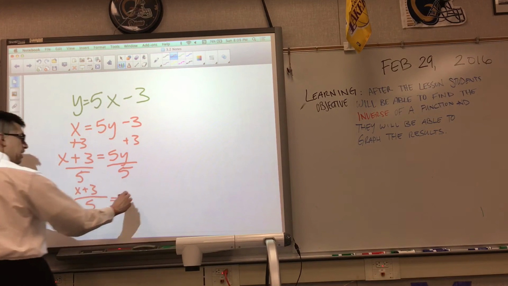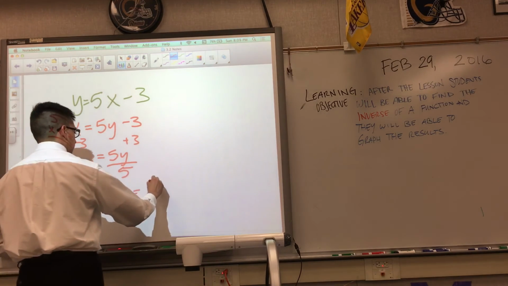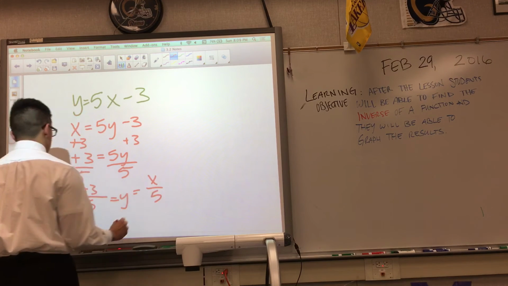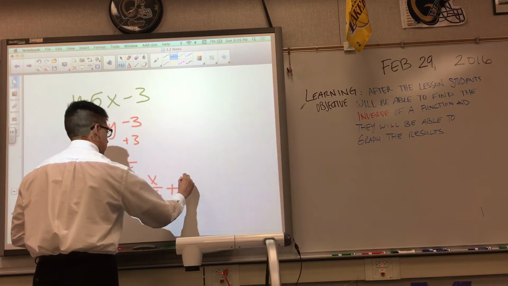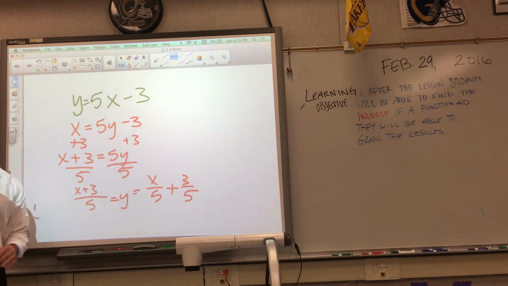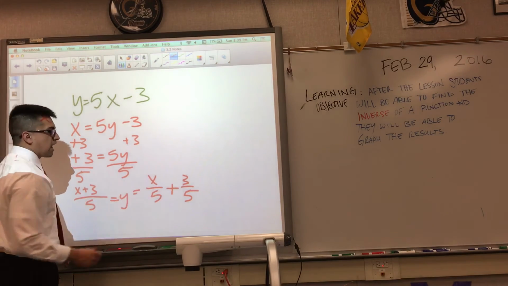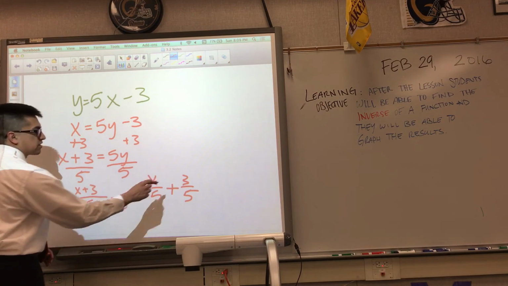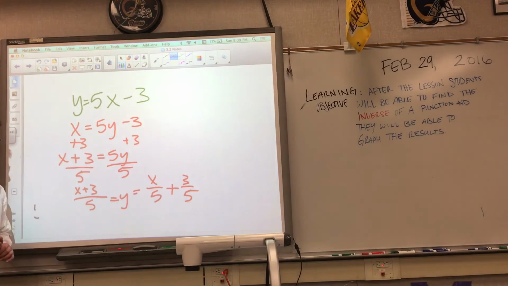Or you can write it as x over 5 plus 3 over 5. And this is in what form? Johnny? Yes, slope-intercept form. So we know that our slope is 1/5 and our y-intercept is 3/5.